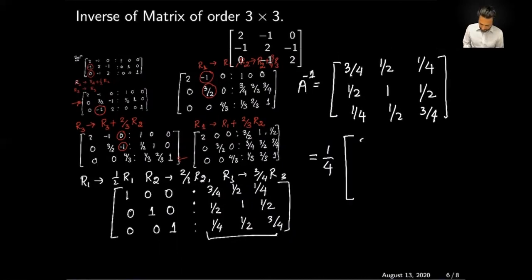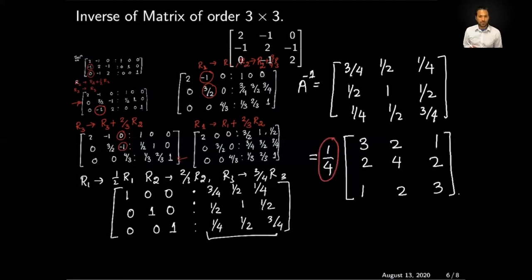So rewrite this as 1/4 times 3, 2, 1, 2, 4, 2, 1, 2, 3. So this entry will appear in the next video. 1/4 is important. As you can see, this entry is related to the multiplication of your pivots. So I'm going to call this entry the determinant of A. As you can see, that is the reciprocal of the multiplication of the pivots.